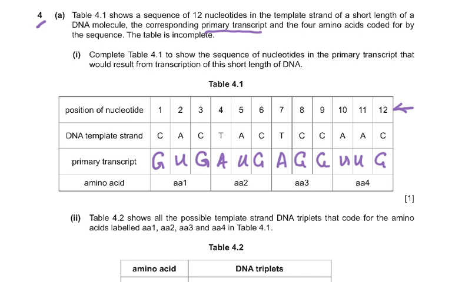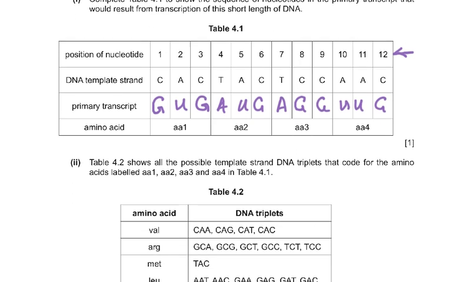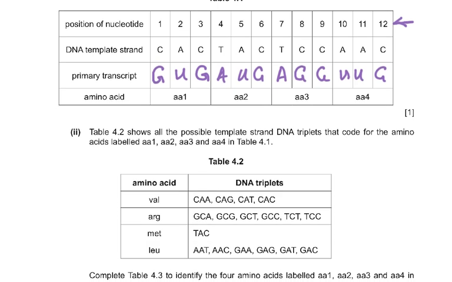Now it says table 4.4 shows all the possible template strand DNA triplets that code for the amino acids labeled AA1, AA2, amino acid 3, amino acid 4. So this is the one which they are showing you. So what is GUG? Now can you see any GUG here? Yes. So the DNA triplet for GUG is what? It's CAC. So you have to look at this.